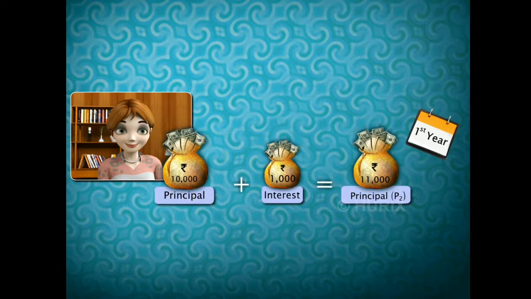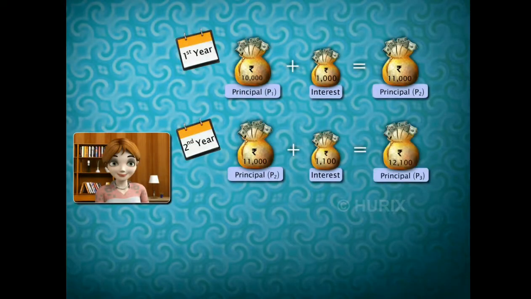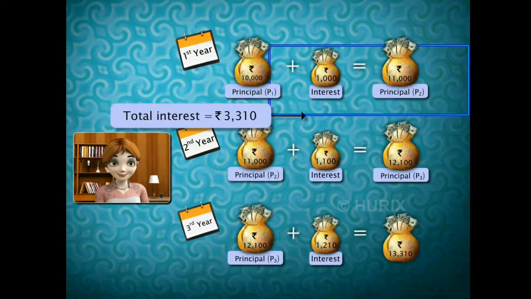On this principal, an interest of 10% was given, which is 1,100. Again, this interest was added to the principal at the beginning of the third year. So, the principal amount at the start of the third year became 12,100 rupees. At the end of the third year, Anita received an interest of 1,210 rupees. Thus, the total interest Anita received over a period of 3 years is 3,310 rupees.